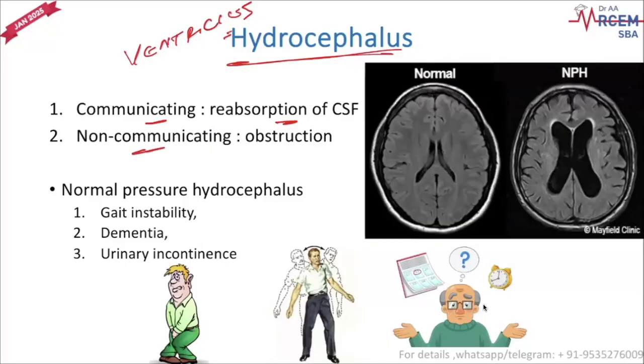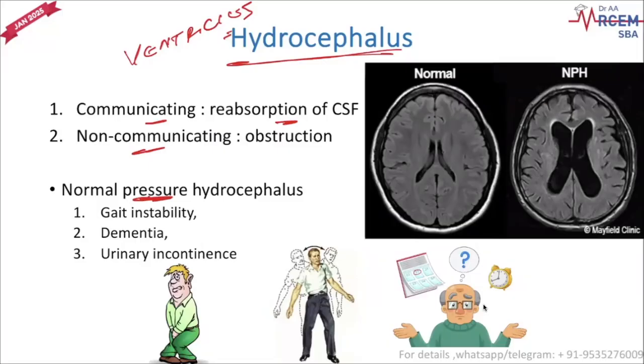In non-communicating hydrocephalus, there is some obstruction between the ventricles, from the third ventricle to the fourth ventricle. Somewhere it is obstructed. If it's obstructed, there is no flow. CSF gets accumulated, and more and more CSF will cause more and more pressure. Normal pressure hydrocephalus is a variant of communicating hydrocephalus.